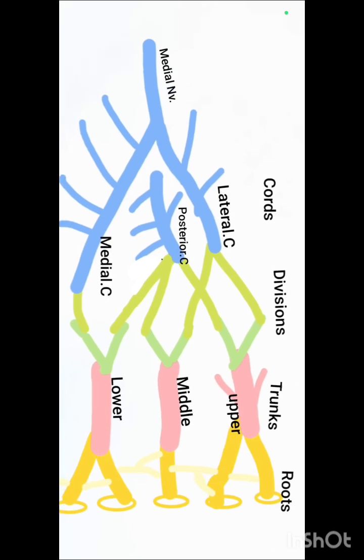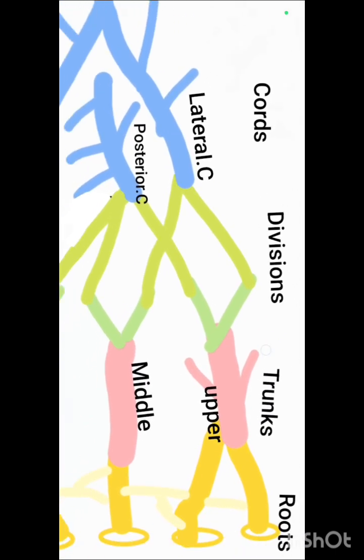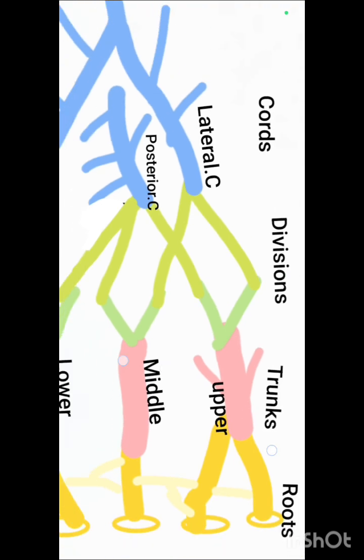Coming to the branches of the trunks, only the upper trunk gives branches. Here you can see I have drawn the two branches. The first branch is the suprascapular nerve, and the second branch is the nerve to subclavius. Only the upper trunk gives the branches.